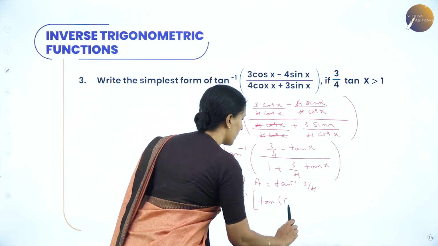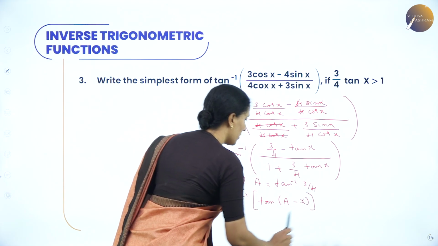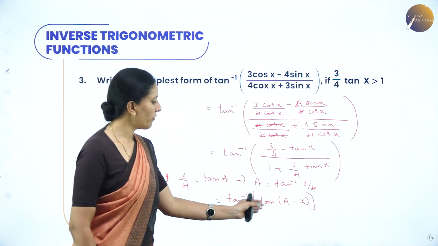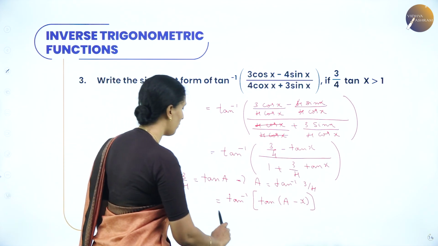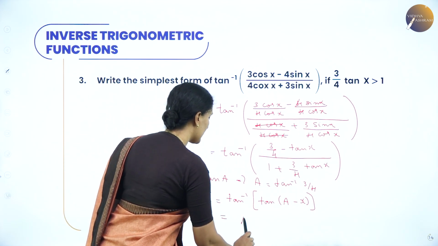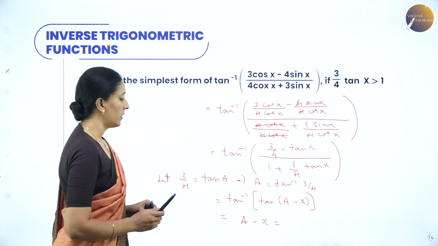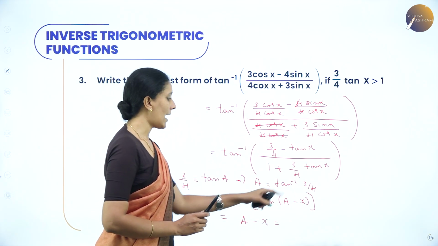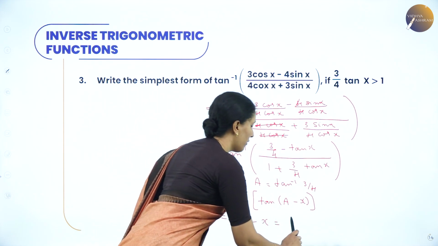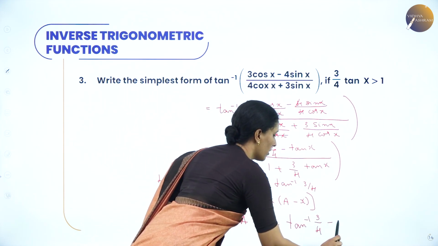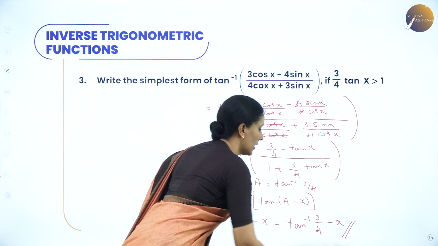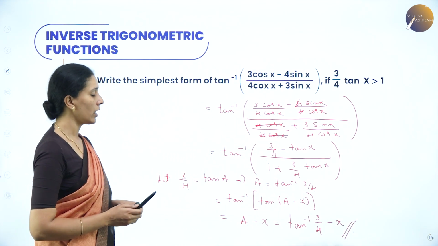So now we have tan inverse of tan theta form, which can be written as theta. So therefore tan inverse of tan (A minus x) can be written as A minus x. But what is A? A is tan inverse 3 by 4. So therefore it is tan inverse 3 by 4 minus x. So this is the reduced form of the given expression.